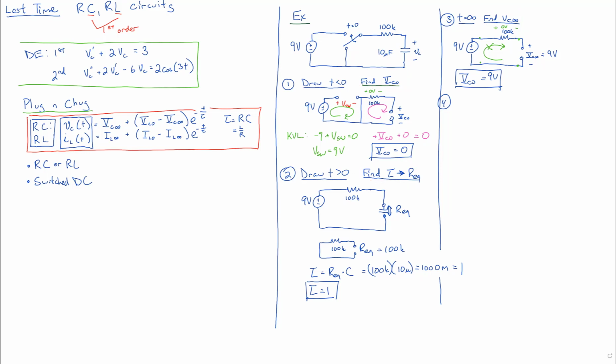Because remember that the overall goal of what we're trying to do is use this thing on our left. In order to plug it in, we need 3 things. We need VC of infinity, we need VC naught, and we need that tau. And that's what we did in our first 3 steps. The only reason I ordered them as I did is just because it sort of follows time. One is time less than 0, one is time greater than 0, one is time at infinity.